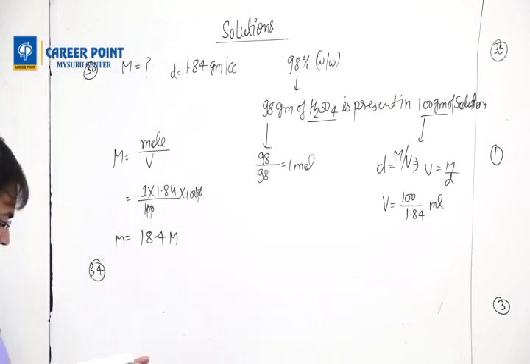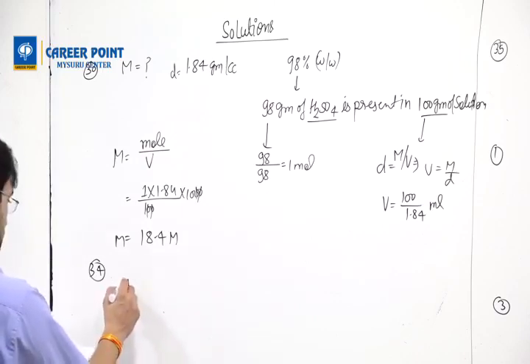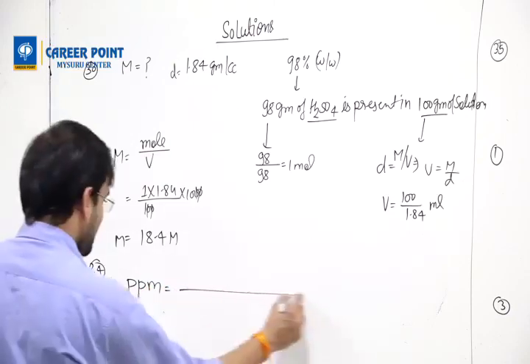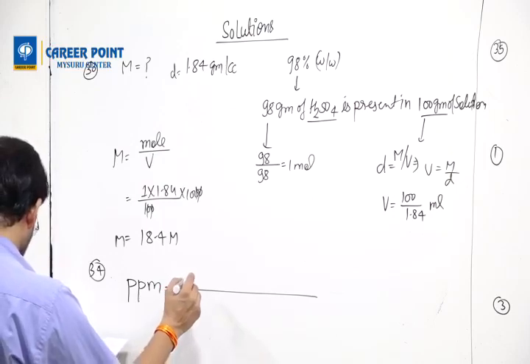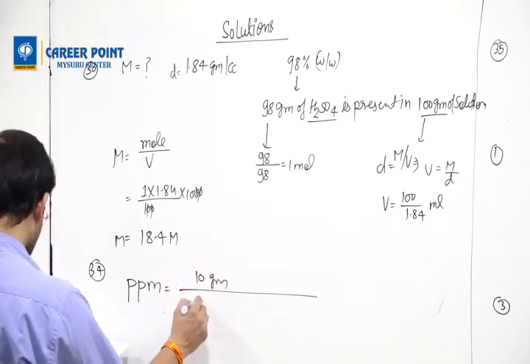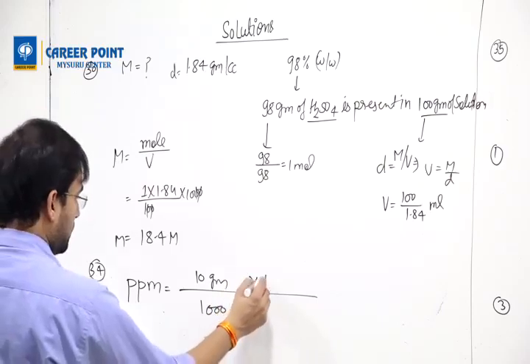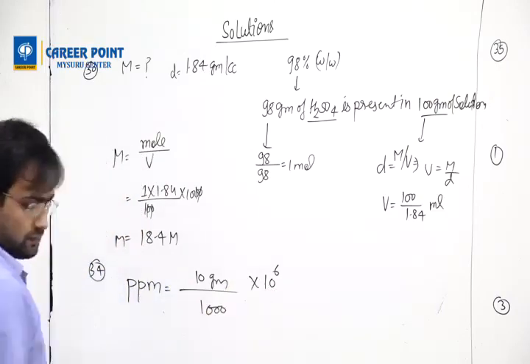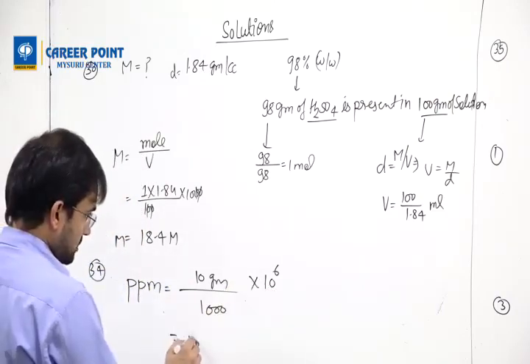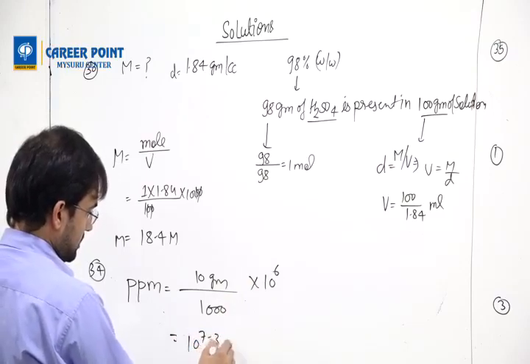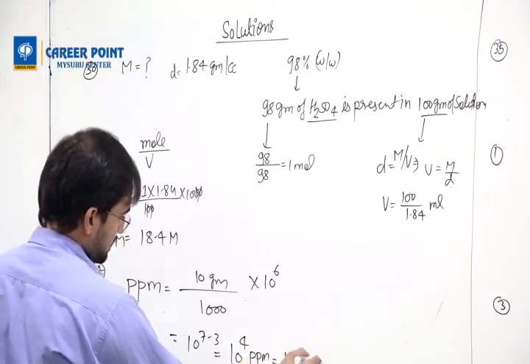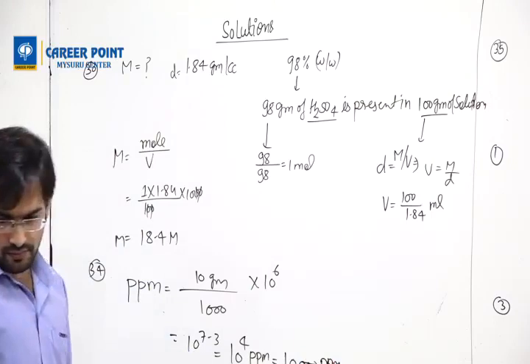100 gram of aqueous solution of CaCO3 contains 10 gram of calcium carbonate. The concentration of solution. So they are asking in ppm. ppm is parts per million. So here I write 10 gram. Here I write 1000 gram into 10 power 6. So this is 10 power 7 minus 3. So 10 power 4 ppm, or likely we like to say 10,000 ppm.